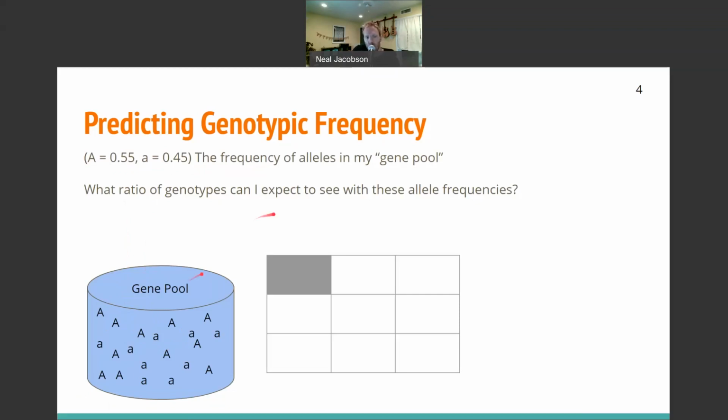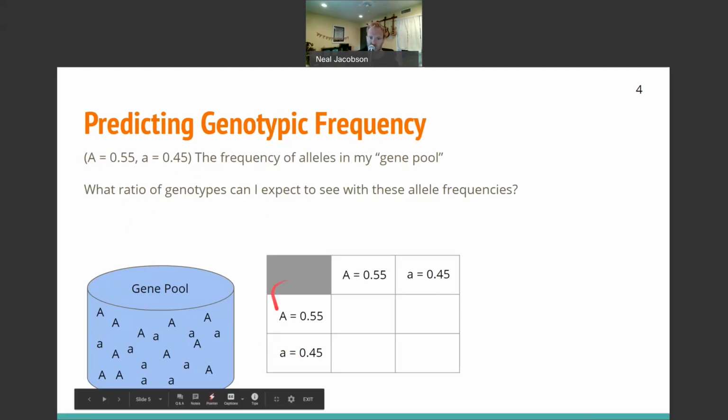So what's the probability that I pull out two big A's, or a heterozygous genotype, or a homozygous recessive? Well, I'm going to place my allele frequencies in the Punnett square, in the matrix, around the edges here. Then I can use that to help me predict the probability of pulling two big A's out back to back, or a big A followed by a little a, or a little a followed by a big A. I add those two frequencies together, and then a little a followed by a little a.